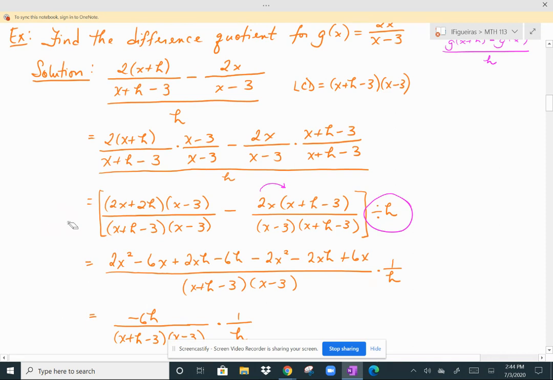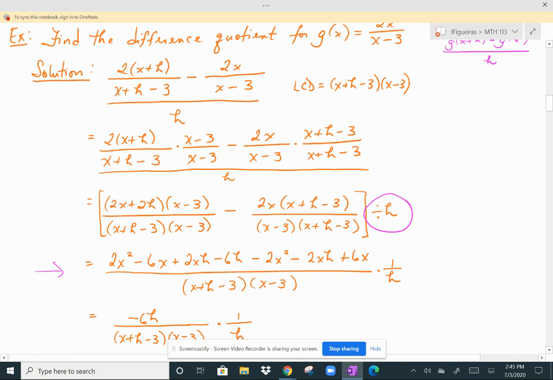So in the next line, I am foiling these two and distributing the negative 2x. So that's what you see here. I have 2x squared, that's first. Outer is minus 6x, inner is 2xh, and last is minus 6h. And then distributing negative 2x gives me negative 2x squared minus 2xh plus 6x.